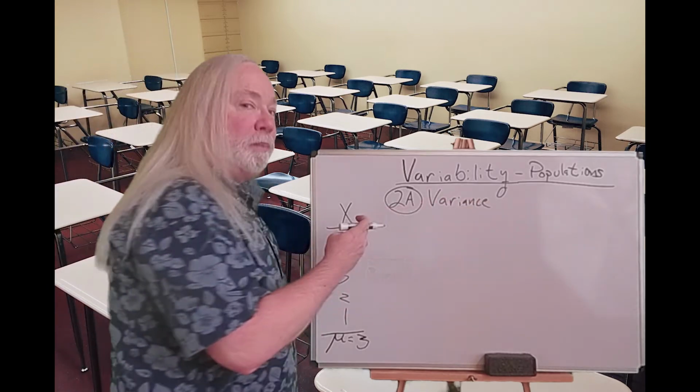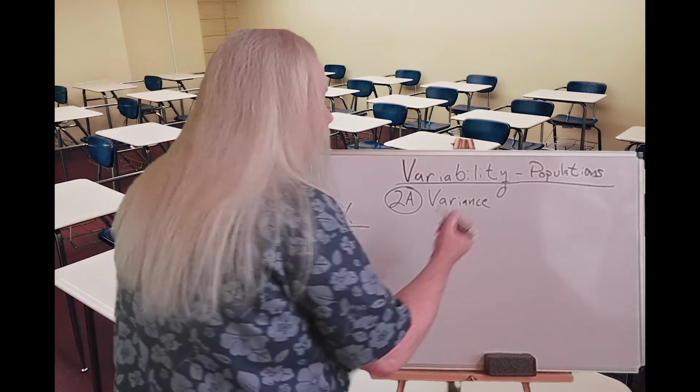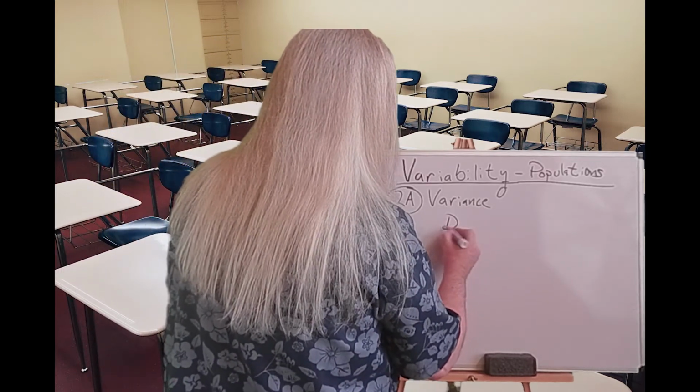By the way, I know I put a word up here I haven't talked about yet. I haven't talked about it on purpose. Don't worry about it. I'll get to it. So these are called deviation scores.